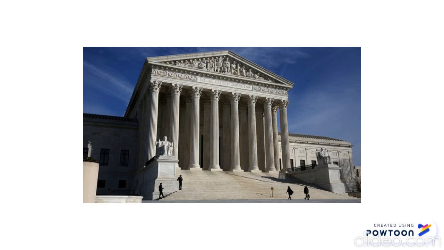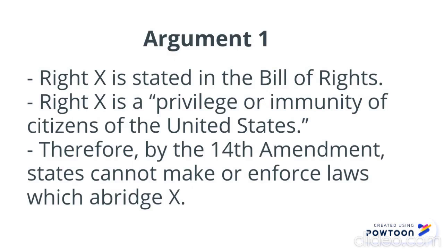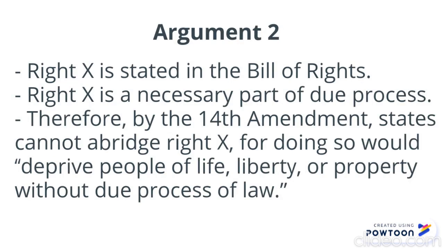The first argument goes like this: Right X is stated in the Bill of Rights. Right X is a privilege or immunity of citizens of the United States. Therefore, by the 14th Amendment, states cannot make or enforce laws which abridge X. The second kind of argument is that Right X is stated in the Bill of Rights. Right X is a necessary part of due process. Therefore, by the 14th Amendment, states cannot abridge Right X, for doing so would deprive people of life, liberty, or property without due process of law.